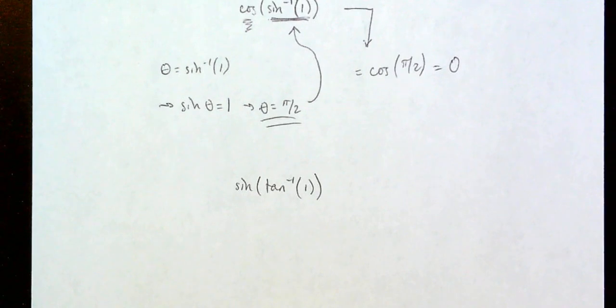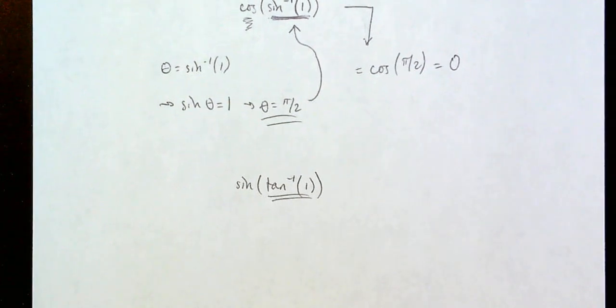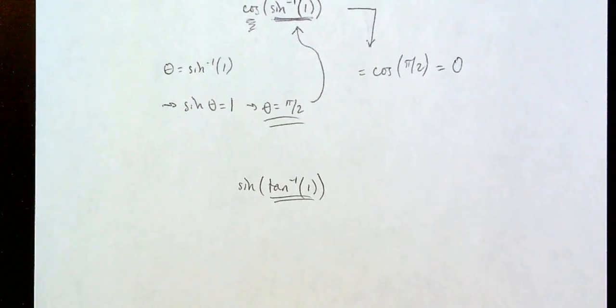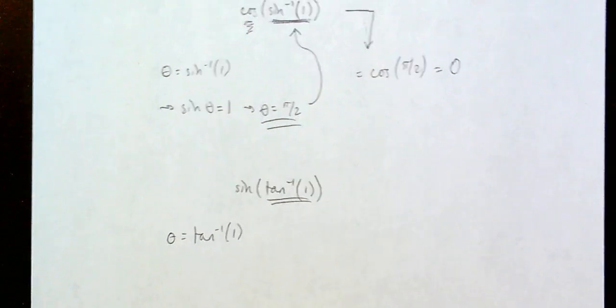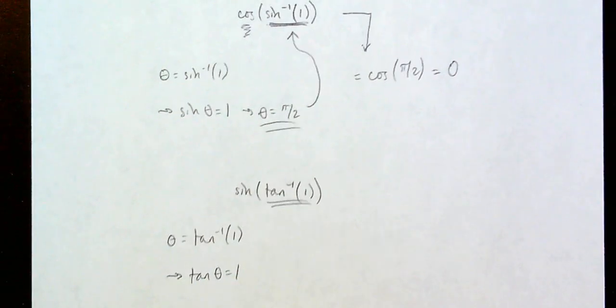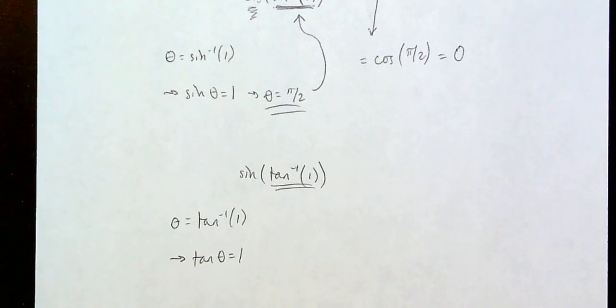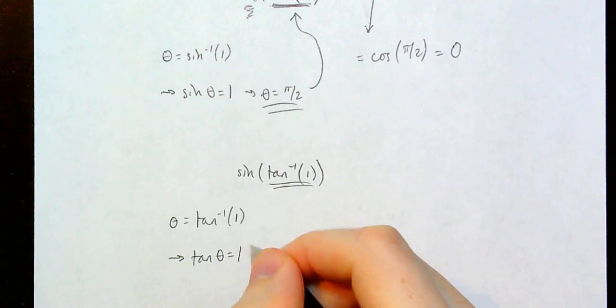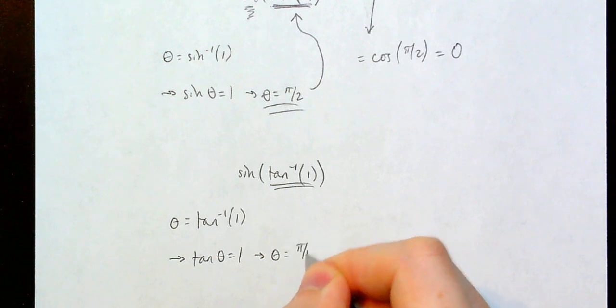Here, the sine of the inverse tangent of 1. Again, I'm going to deal with that inside first, find what that is, then take that value and substitute it into the sine function. Theta is going to equal the inverse tangent of 1. That implies that tan of theta is going to equal positive 1. What angle do we plug into the tangent function to get a positive 1 out? If you refer back to our chart, or you just know off the top of your head, you find that theta is equal to pi over 4.